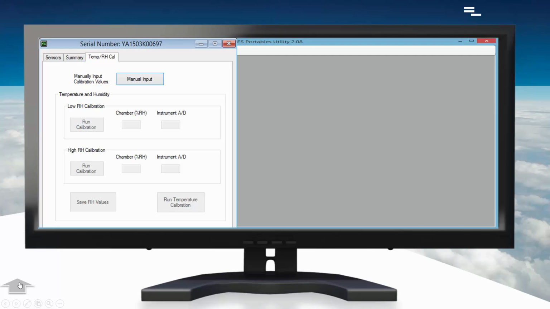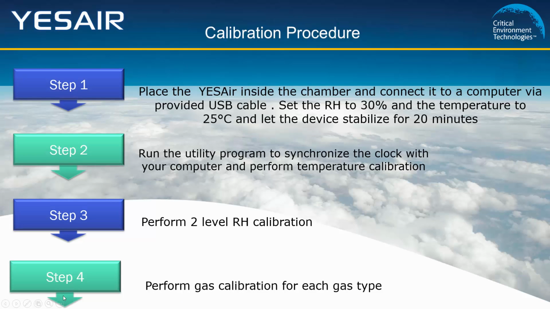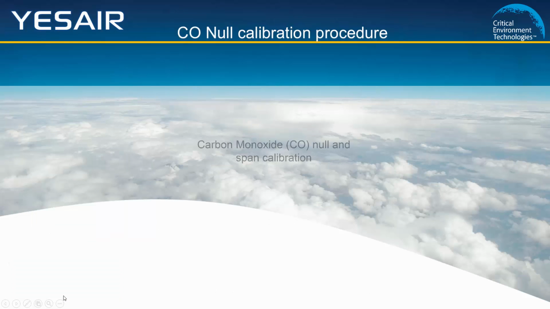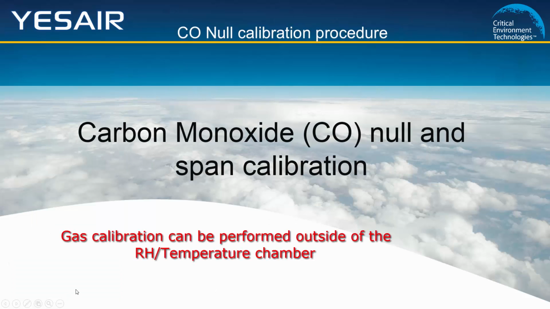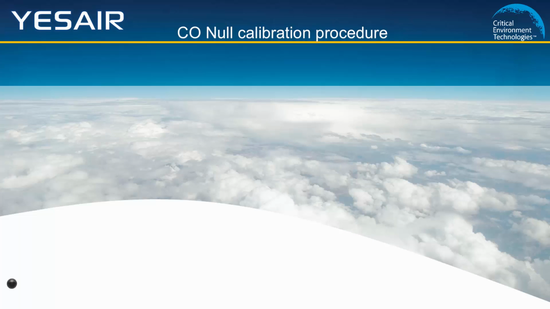The last step is to calibrate each gas sensor. In this example, we will go through carbon monoxide, oxygen, and carbon dioxide null and span calibration procedures. Make sure you have the correct tubing for the type of YESAIR you are calibrating. Please refer to page 33 of the manual for more information.